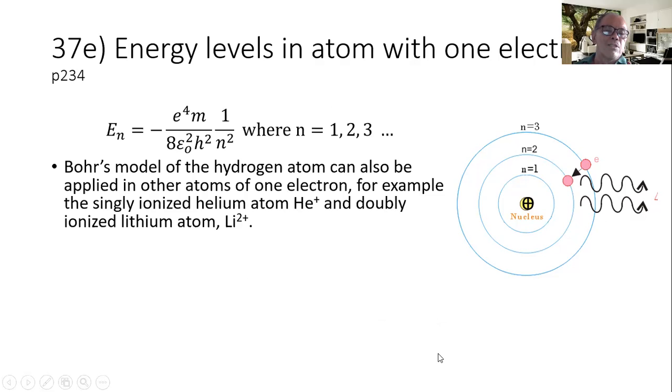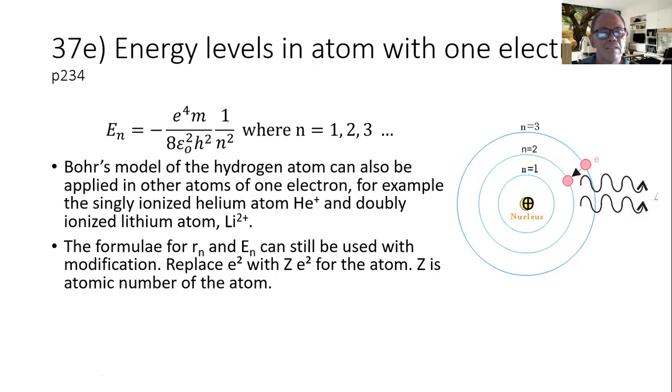Okay. So Bohr's model of the hydrogen atom can also be applied to other atoms. For example, as long as it's singly charged helium, which loses an electron, or doubly charged lithium, which is not good. It's not a general formula for everything. It's only for those with a single electron. The formula for Rn and En can still be used with modification. So if you want to use it for this one and this one, we have to modify it.